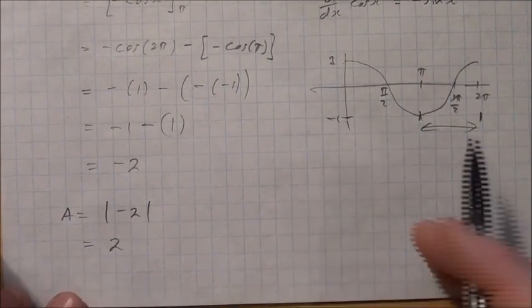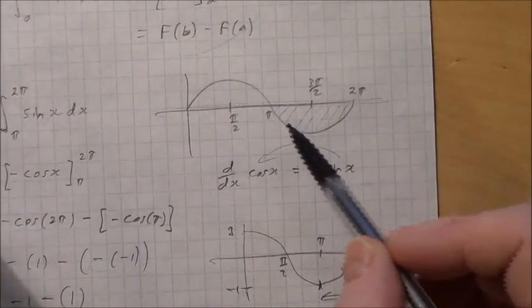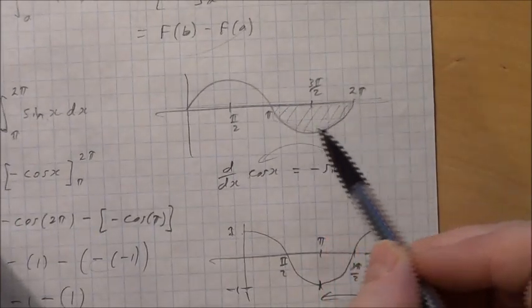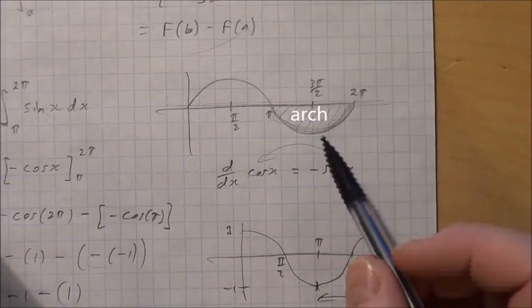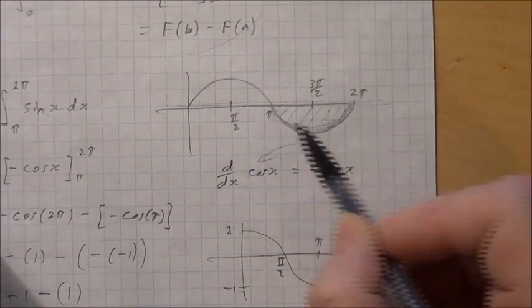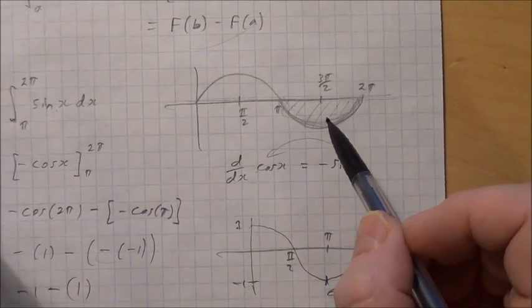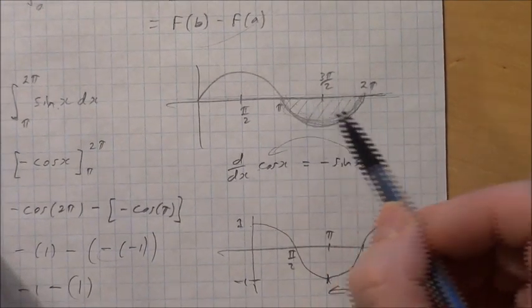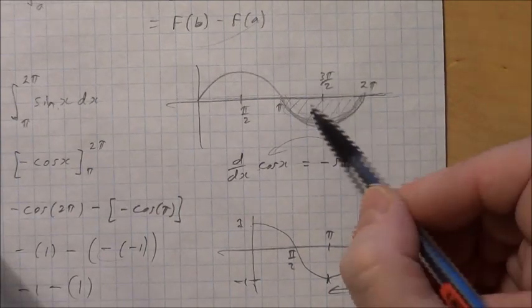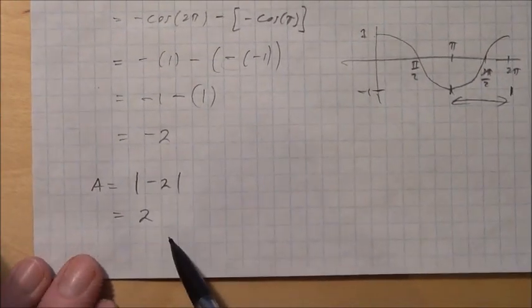Okay, because we know areas are positive. This arc of the sine function is below the x-axis, but just because it's below, it doesn't mean that that area should be negative. So the area is positive, that's why we put the absolute value.